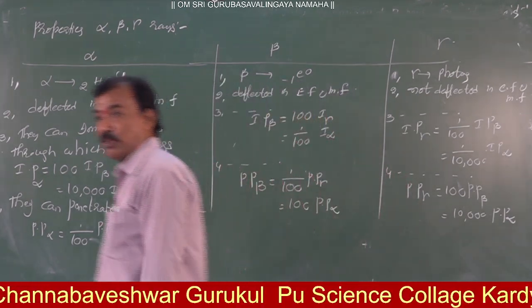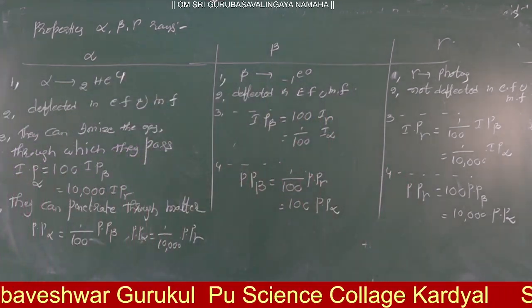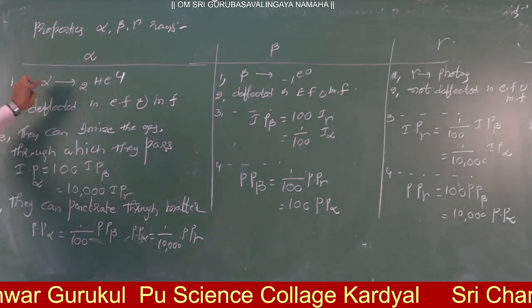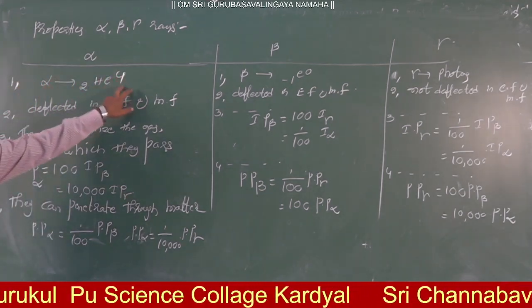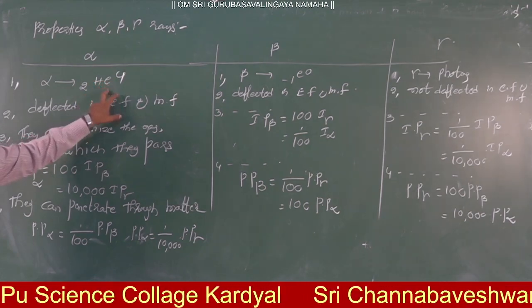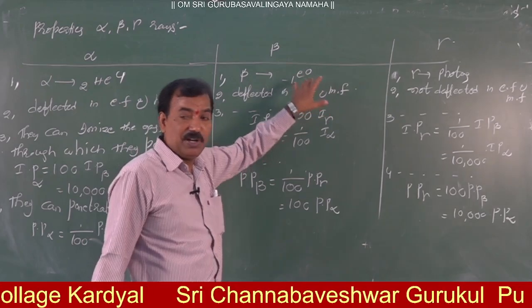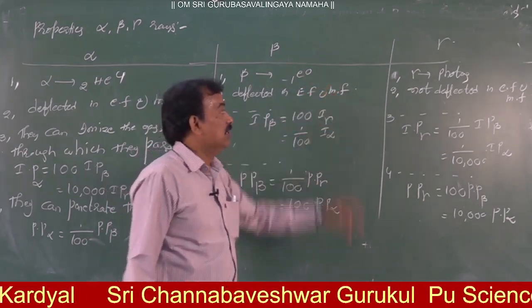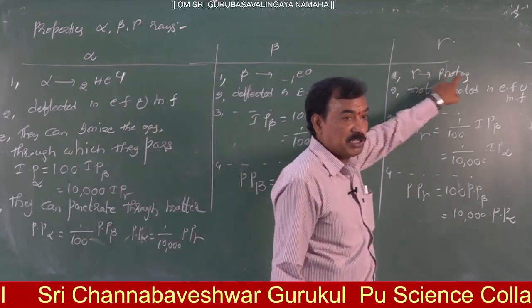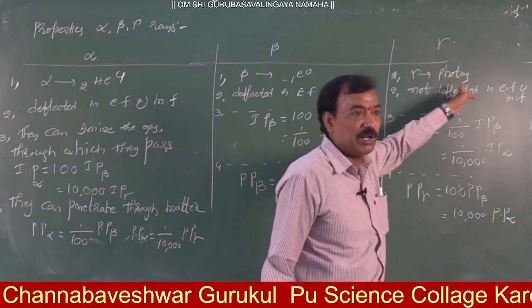What is the first one? Alpha properties, alpha decay. Alpha is nothing but the helium nucleus, that is 2He4. Next, beta is equal to an electron, that is -1e0. Next, gamma is equal to photons, nothing but electromagnetic waves.